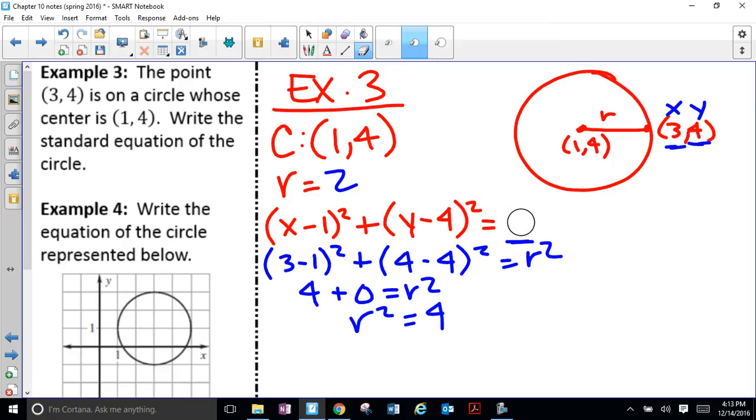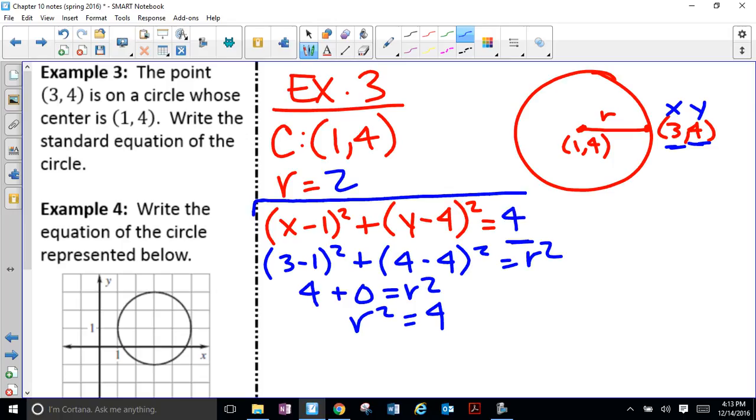So now all I have to do is erase this r squared and put in 4 because that's what we figured out the answer is for r squared. The other way you could have done it is straight distance formula, but basically that's what you're doing here when we plug it into that equation.